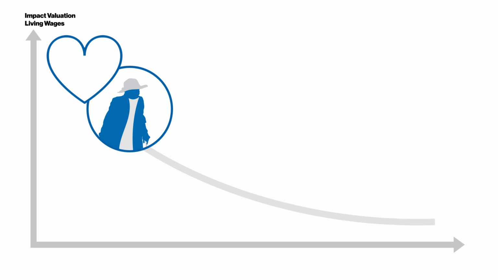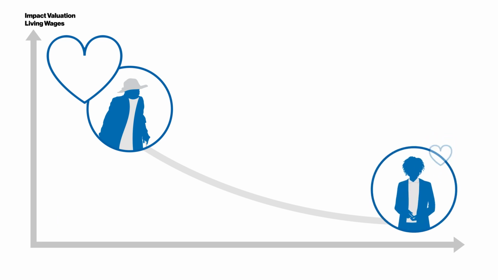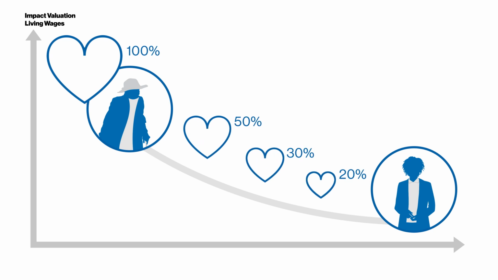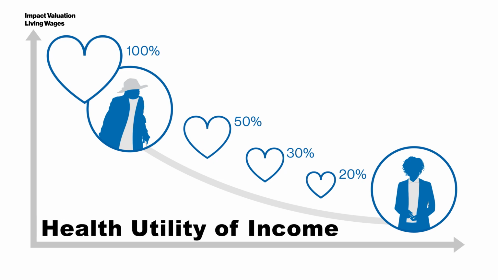For the latter, the social impact can even be zero, unless the quality of life is affected by a decline in income. This social impact of living wages, or simply put, the social value for money earned, is described by the health utility of income, or HUI.